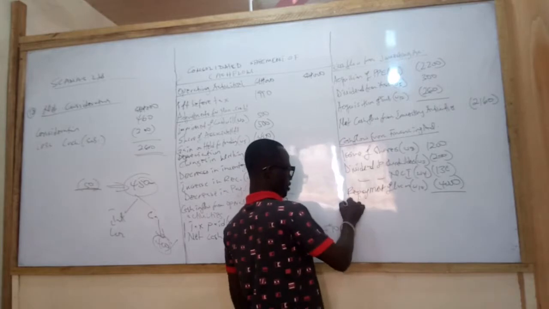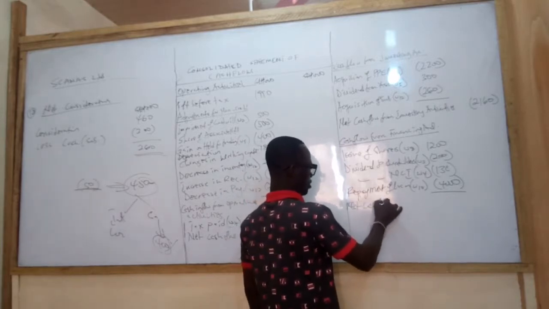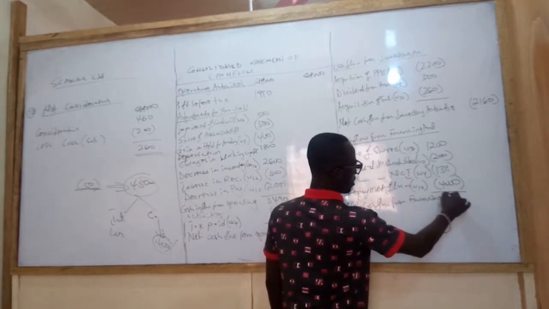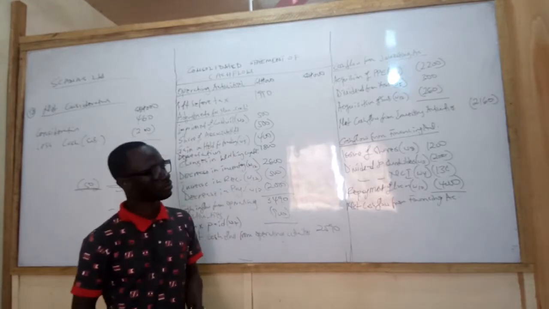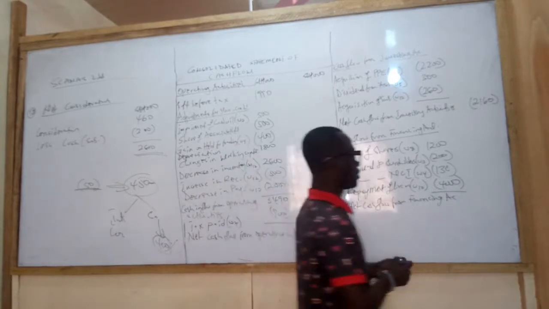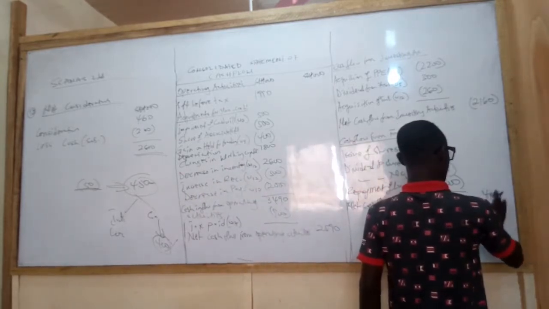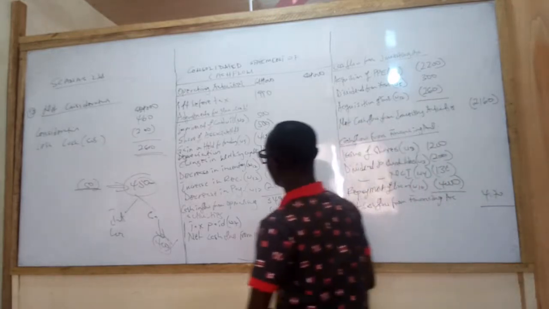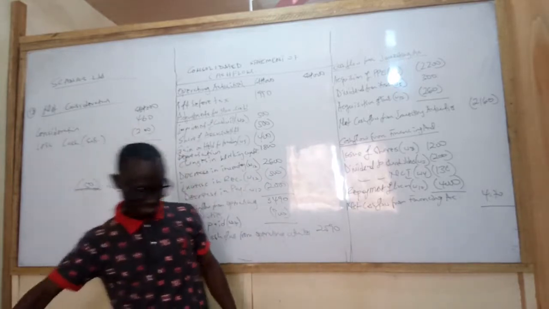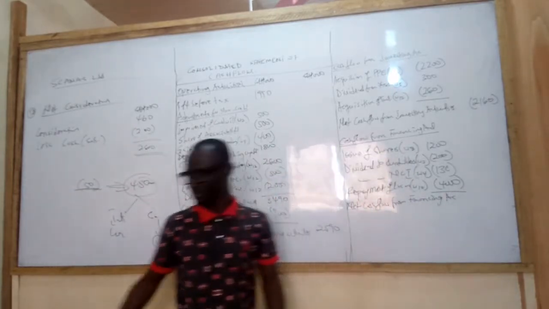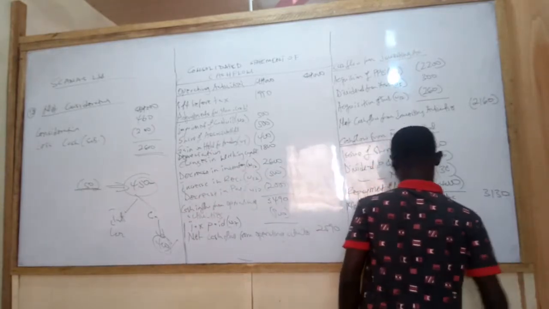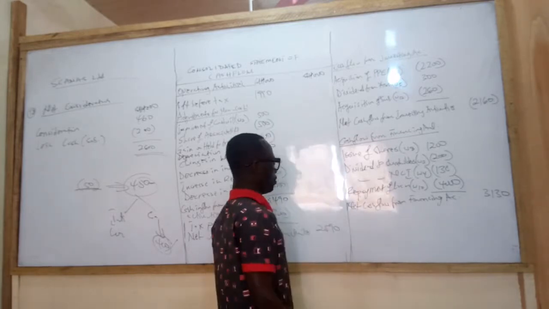Give me total answer. Net cash flow from financing activities. Positive or negative? So let's get this. Sorry, 3130. All right, negative. So negative. Yes.